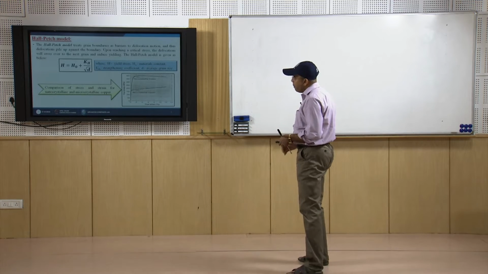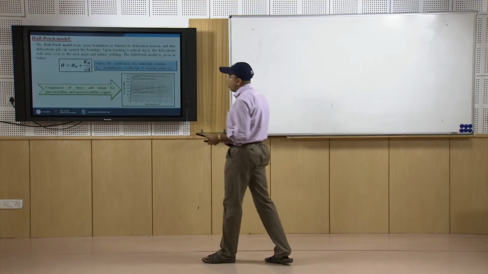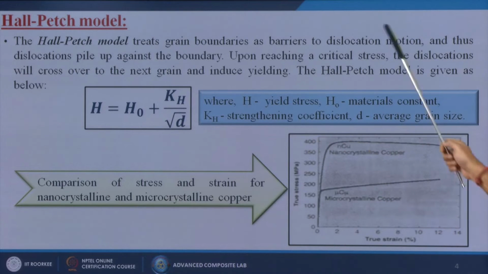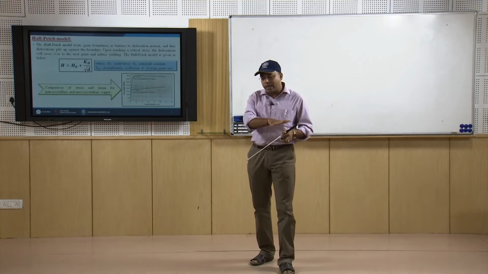So here is the empirical Hall-Petch model, the well known Hall-Petch model, by which we generally calculate the total grain boundaries of the material. The Hall-Petch model treats the grain boundaries as boundaries to dislocation motion, and thus dislocations pile up against the boundary. Upon reaching a critical stress, the dislocations will cross over to the next grain and induce yielding. The Hall-Petch model is given as below, when you are talking about the grain size being well distributed inside the composites.